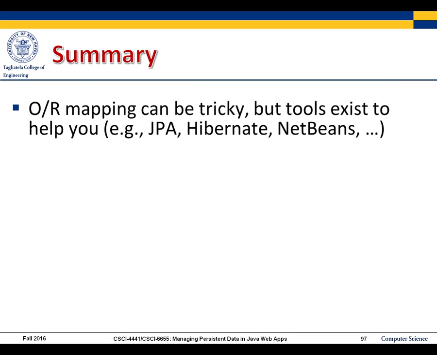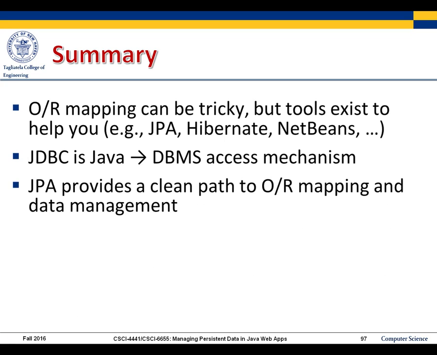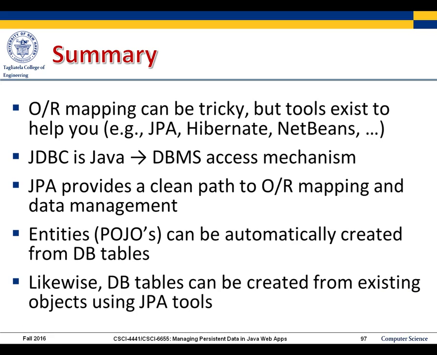And conditional expressions too. So just to summarize all this, the mapping is tricky, but the tools can help you: JPA, Hibernate, NetBeans. Underlying it all, though, is JDBC, so sometimes you need to get underneath there. JPA makes it much easier to do OR mapping and data management, and the tools can do a lot for you, so you don't have to write a lot of it. And you can have it go either direction. You can have it create the DB tables and the relationships from your code, or vice versa. That's up to you.